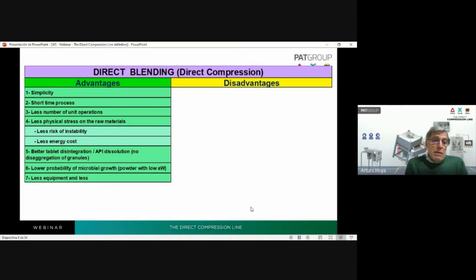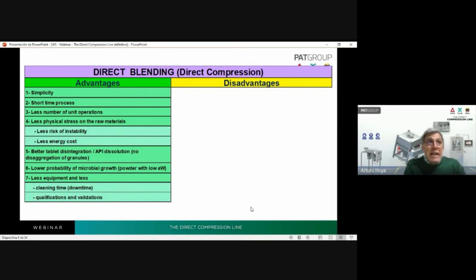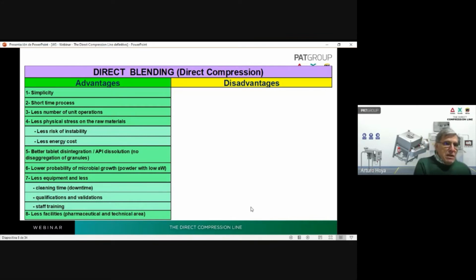Of course, less equipment and less cleaning time, so you reduce the downtime, you reduce the qualification and validation of the equipment. You reduce the staff training, and you need reduced facilities, because you don't need technical areas. Milling equipment, blending equipment, tableting equipment, and coater are in specific areas.